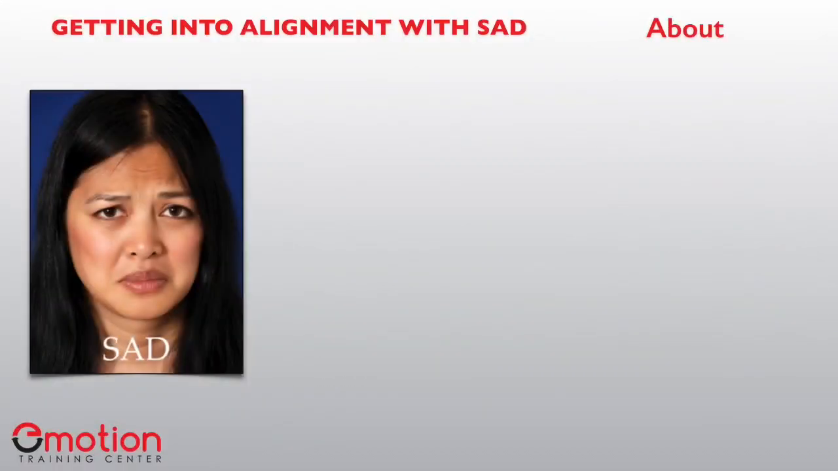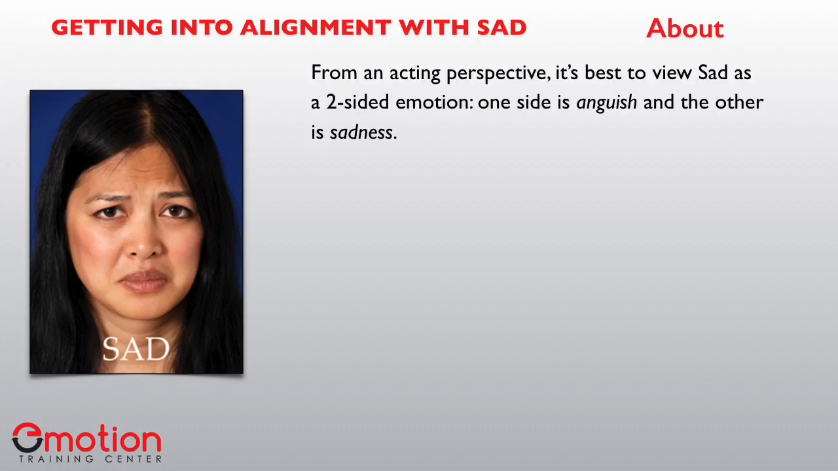Okay, here's what you need to know about sad. Sadness is not just about tears. Crying is only one aspect of sadness, and it may or may not happen. Going for tears without fully understanding sadness is the quickest way to jam you up or shut you down. So from an acting perspective, it's best to view sad as a two-sided emotion. One side is anguish, the other side is sadness. Both sadness and anguish are triggered by loss. However, the way in which they are expressed is very different.